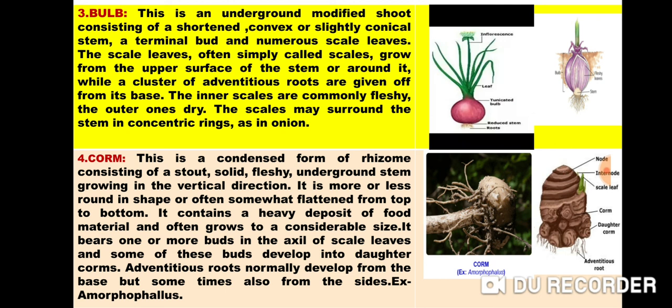It bears one or more buds in the axils of scale leaves, and some of these buds develop into daughter corms. Adventitious roots normally develop from the base, but sometimes also from the sides. The best example is Amorphophallus.